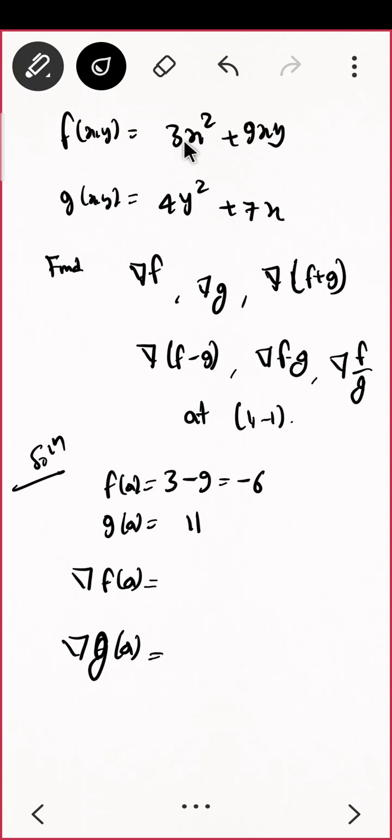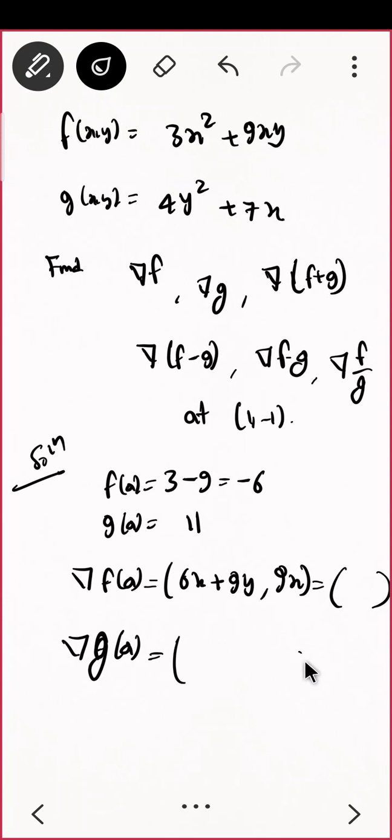fx से किया तो ये क्या आएगा? It will be 6x plus 9y at which point 1 comma minus 1. Just put it quickly. We see. Sorry, del f of a ना, तो इसमें दोनों coordinate आएगा ना. This is fx हो गया, and what is fy? It will be just 9x. Correct? Put 1 and minus 1 and see what is the answer.